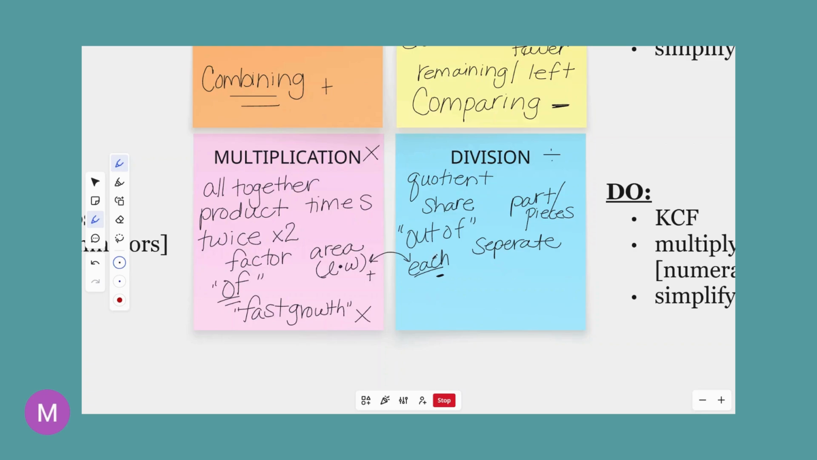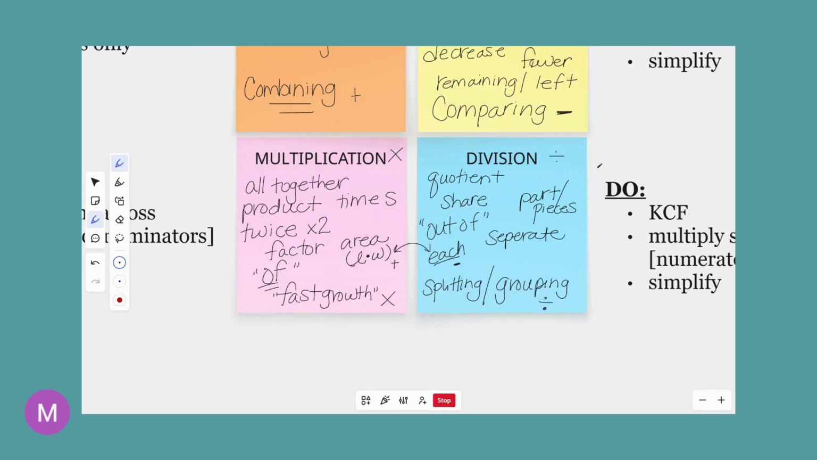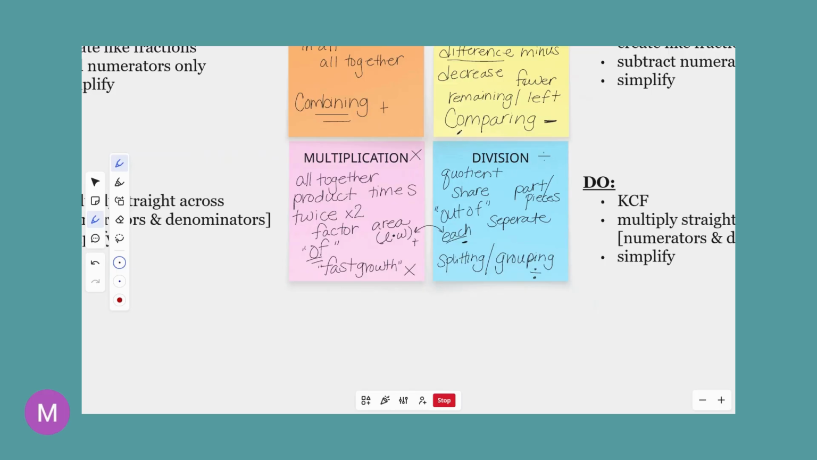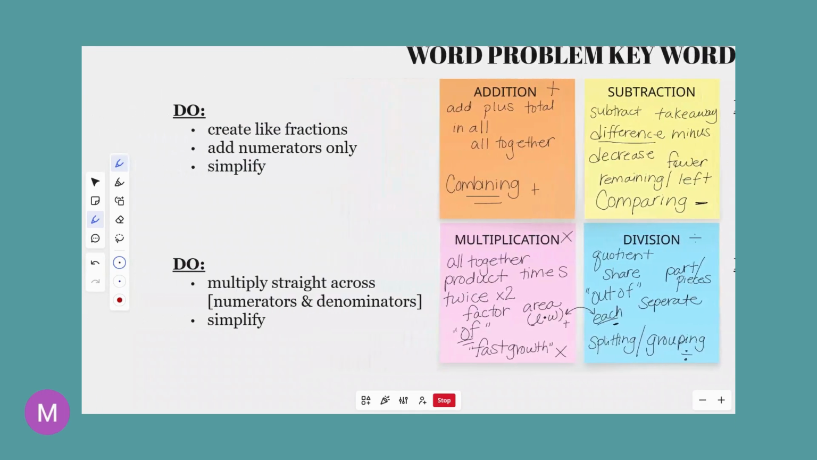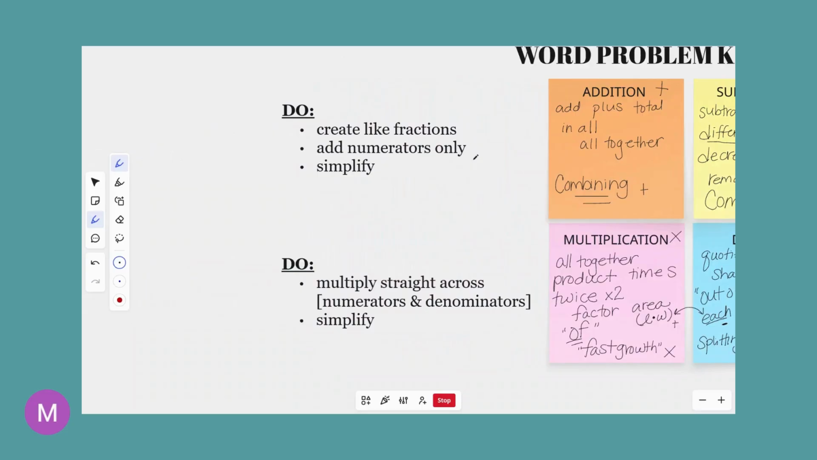So the biggest thing about division is it's splitting things and it's grouping things. And if you hear any of those keywords suggesting that you're breaking things apart or grouping things, you know you are dealing with division. All right, and then just one more quick run through for how you do the calculations for each of these operations with fractions.